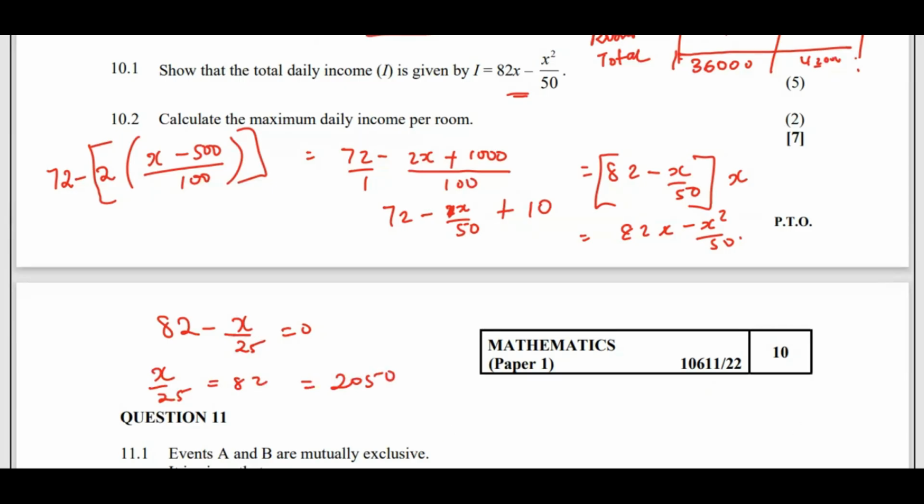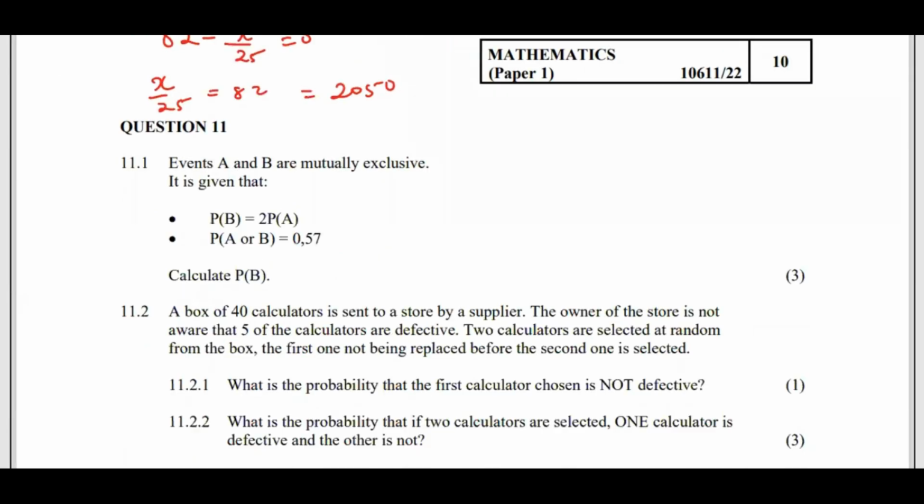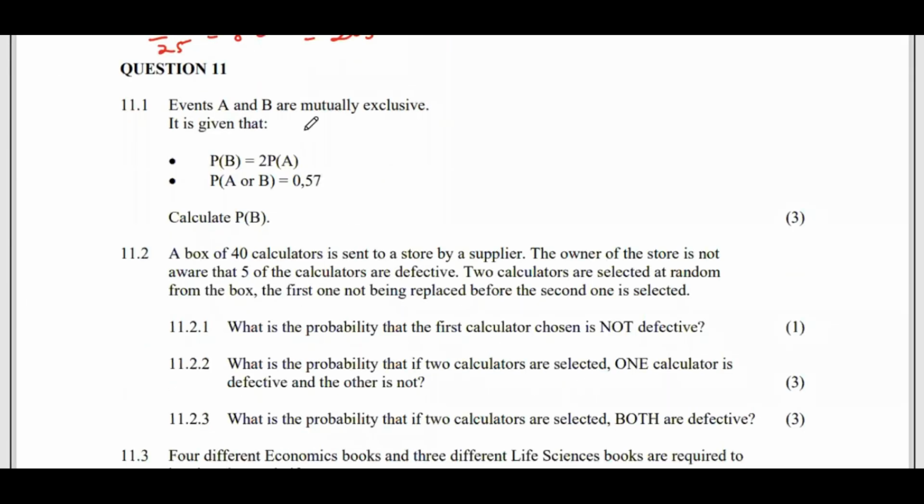Question 11. Telling us events A and B are mutually exclusive. Mutually exclusive simply means they cannot happen at the same time together.